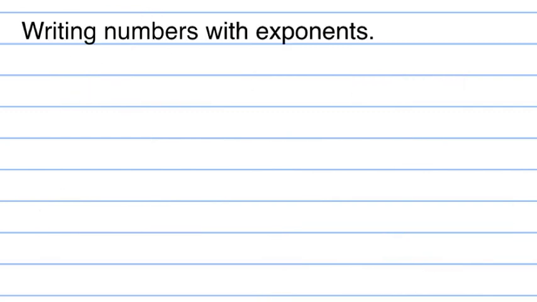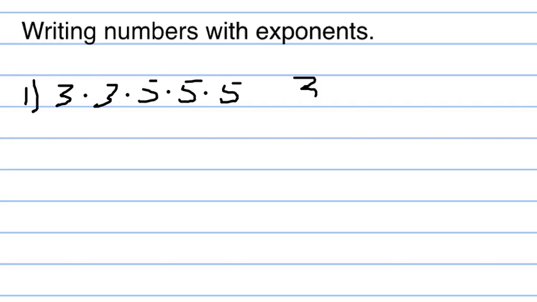Okay, so now we're going to talk about how we write numbers with exponents. In your first example, you have 3 times 3 times 5 times 5 times 5. If I told you to write this expression using exponents, you would see that there are 2 3's multiplied together, so I have 3 to the 2nd power, and I have 3 5's, so times 5 to the 3rd power. Or I could say 3 squared times 5 cubed. Okay? Let's look at the next example.